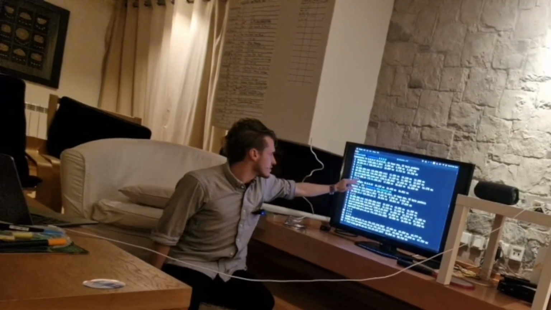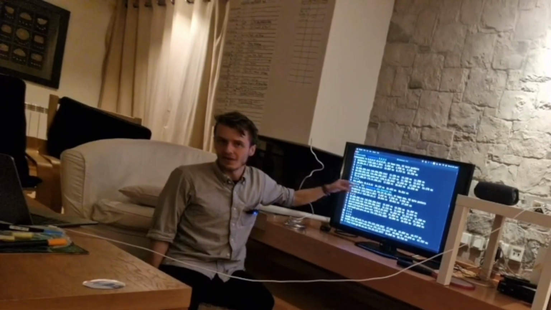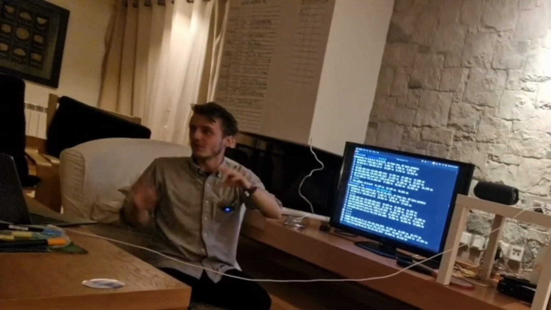So this is likely, I know that Google is in Lisbon. I just happen to know this. You would have to pick a server where you know where it actually is.